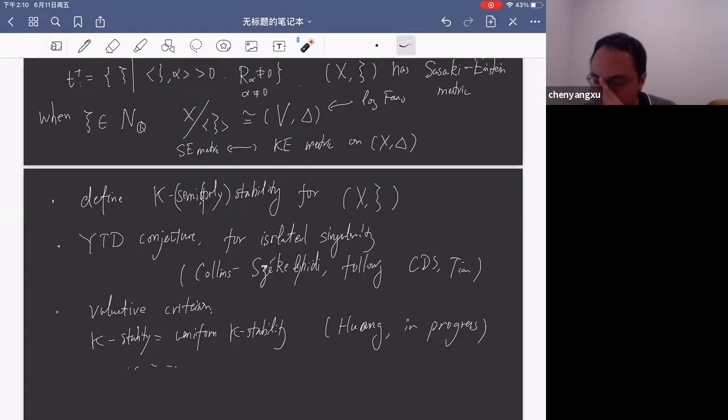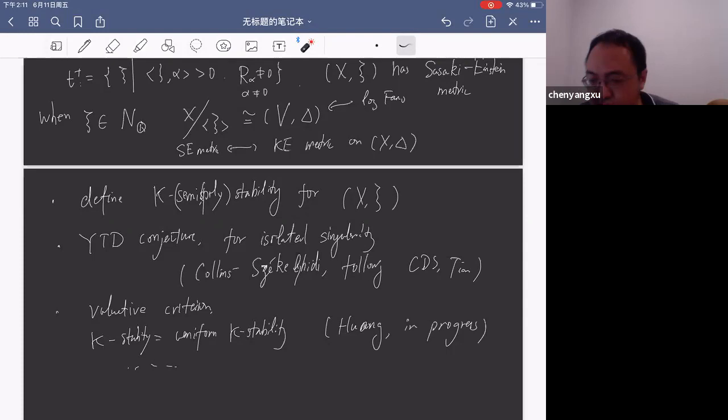So once you have this kind of stability notion, of course the next thing you can ask is the YTD conjecture: the existence of the Sasaki-Einstein metric is equivalent to this data being K-polystable. In the isolated singularity case, this was proved by Collins and Székelyhidi. So basically, in the isolated singularity case, your link is smooth. So you try to generalize what CDS and Tian did in the smooth case into this setting, and it can be generalized by the work of Collins and Székelyhidi.